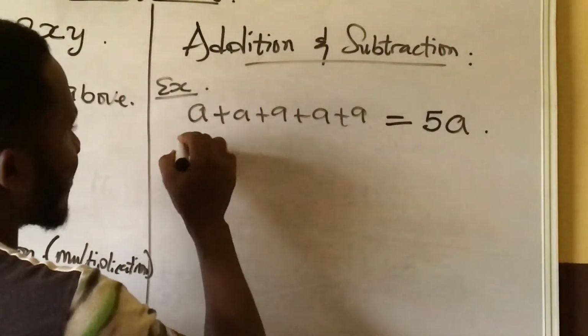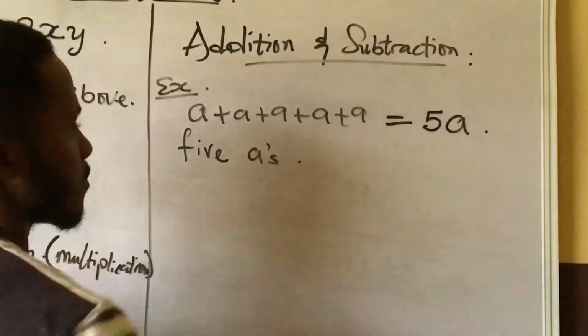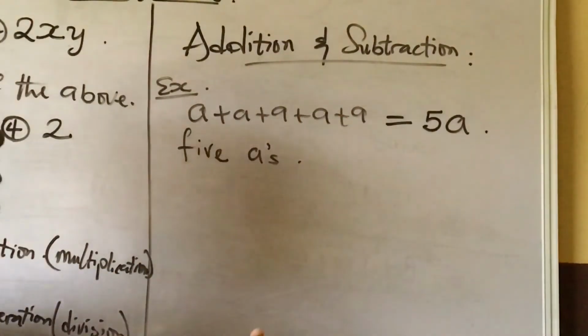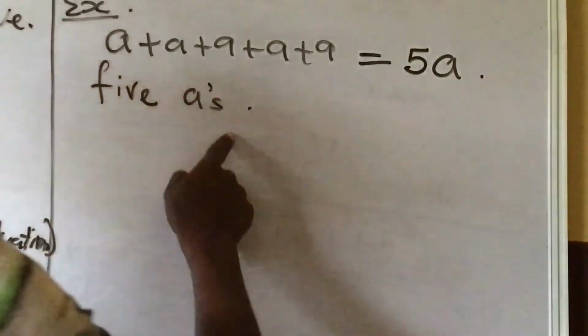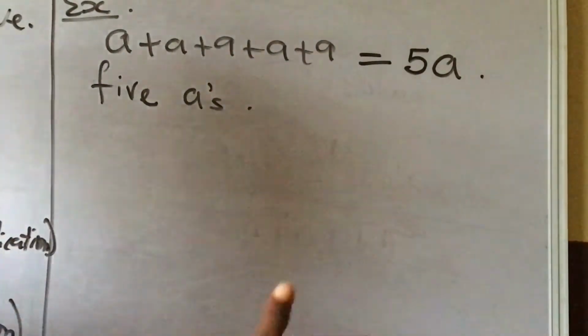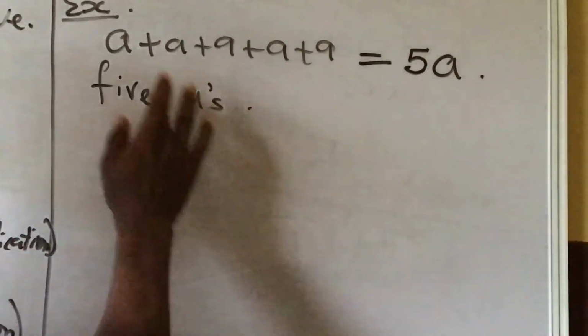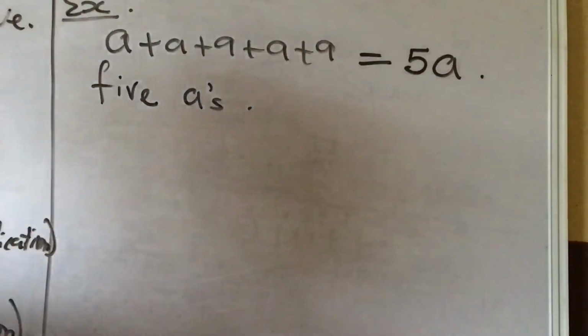Basically, we have 5 a's. Do you get it now? So that's just the basic thing about the addition of algebraic terms. Alright, remember that I told you that 5 times a is 5a. The same thing happens here. A plus a plus a plus a plus a is 5a. They are the same thing.